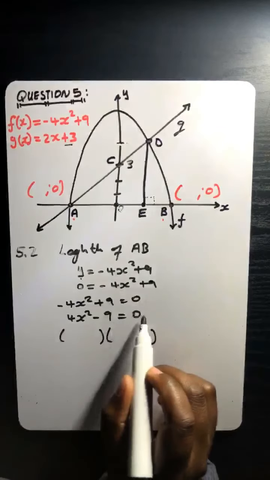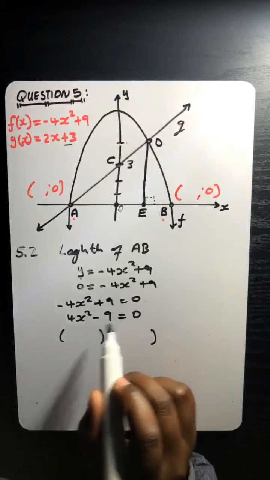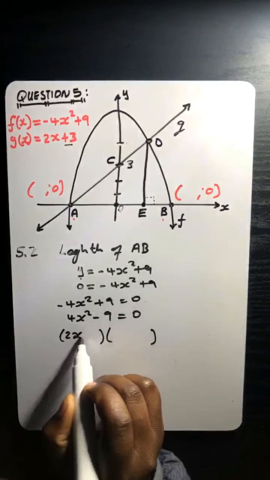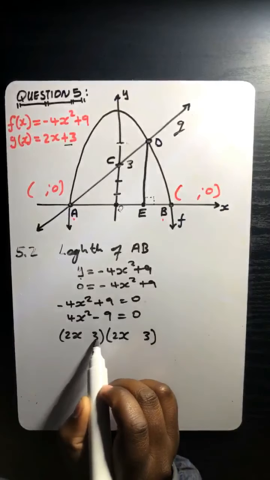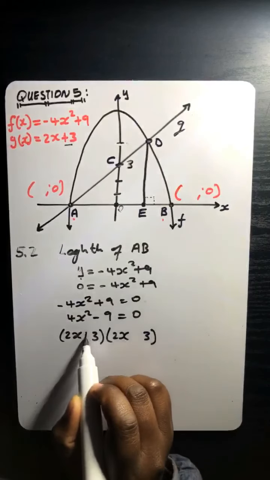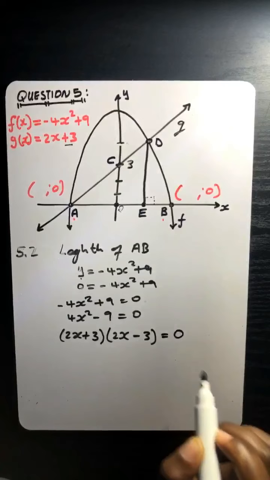Otherwise, you can take that to the other side. Yes, you can take that to the other side. But I know it could be 2x, it could be 3, yes, 3 squared is that. Then you just have a plus and you have a minus on the other side. This is equals to 0.